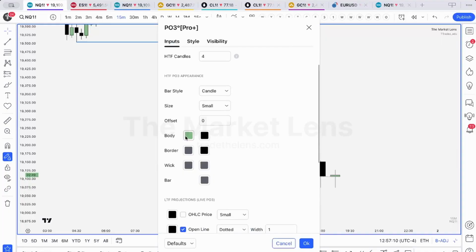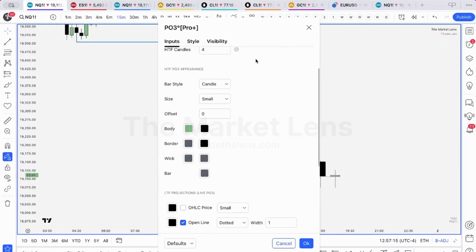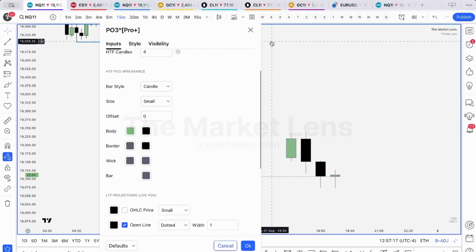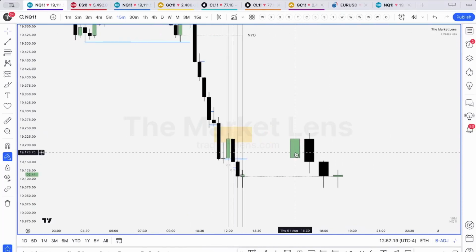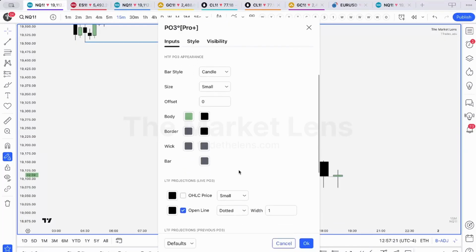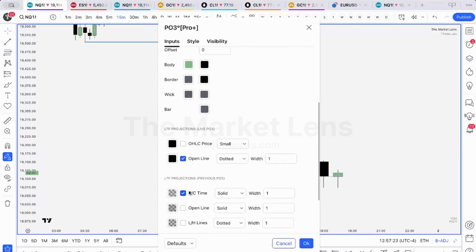I have my normal chart colors on there, right? I offset it 0 and I made it small because that way it doesn't take up very much of my screen, right? And then I only show the open line and open time.